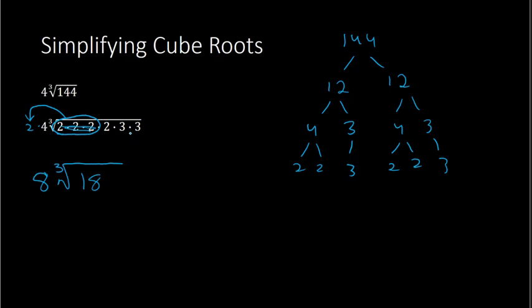And notice nothing else could have been pulled out because here is a group of 2 3's, but I need 3 3's to pull out anything. So this right here is as far as I can simplify. So this is my simplified form of the original expression.